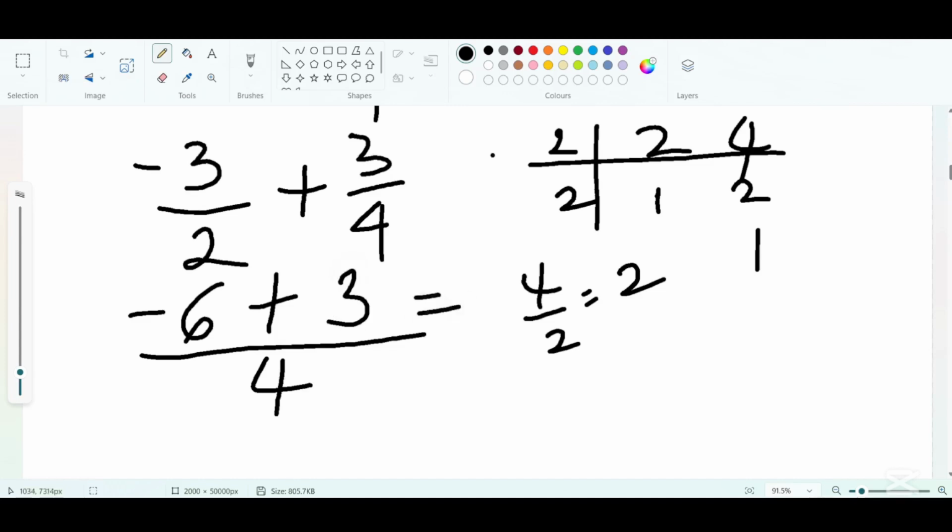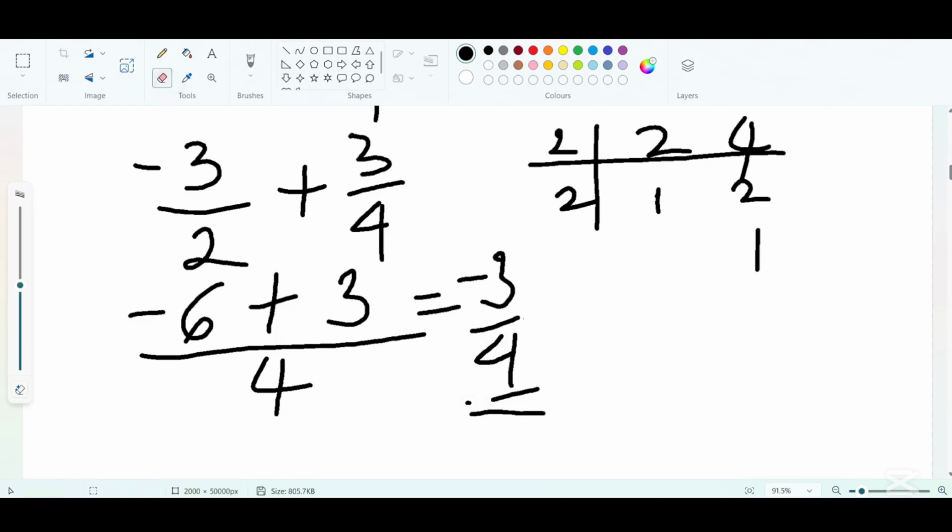So the final answer here is going to be minus 6 plus 3. Minus 6 plus 3 is going to be minus 3 all over 4. So the final answer is minus 3 all over 4. That is how we get the final answer.